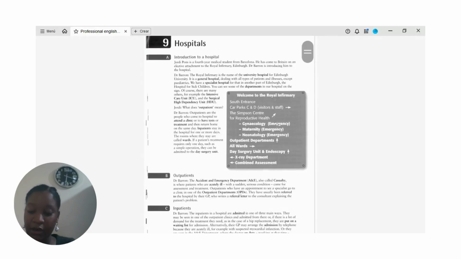A larger hospital may have an assessment unit where patients can be admitted temporarily while their condition is assessed. Jordi: assessed? Dr. Baron: yes, decisions are made about their condition and what needs to be done to help them. After treatment is complete, the patient is discharged to the GP's care. Okay, perfect. So we're going to be translating into Spanish.